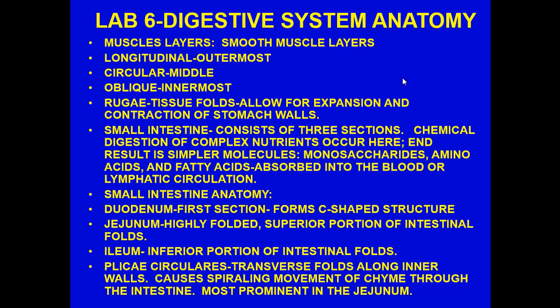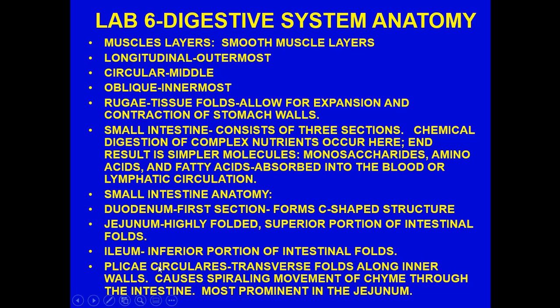The small intestine anatomy, as I mentioned before: the first section, which is roughly the first 18 inches, is called the duodenum. It forms a C-shaped structure. You have the jejunum, which is the highly folded, superior portion of the intestinal folds, and the ileum, which is the inferior portion of the intestinal folds.